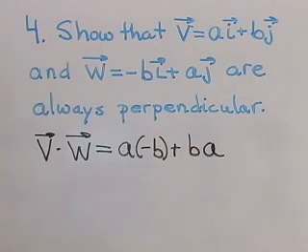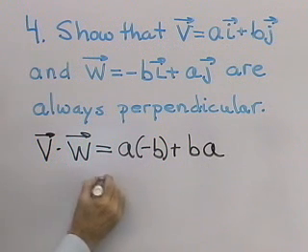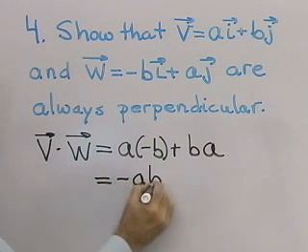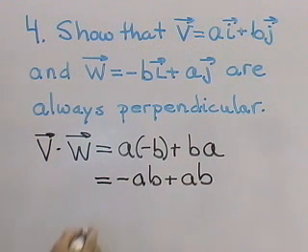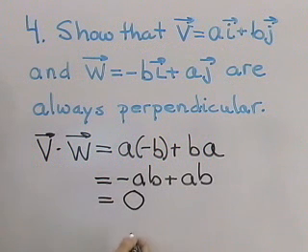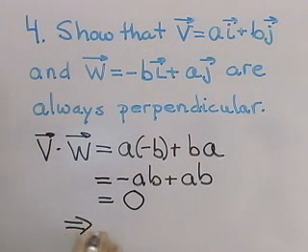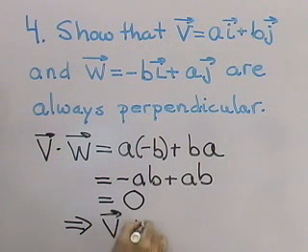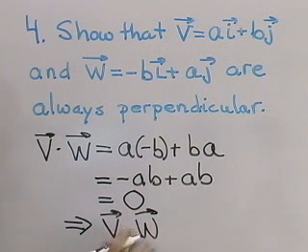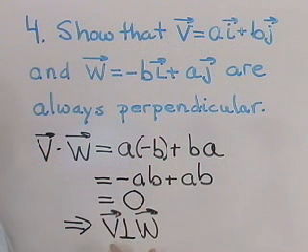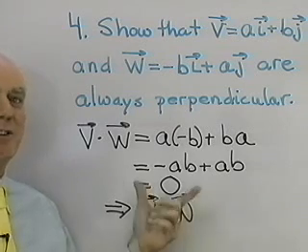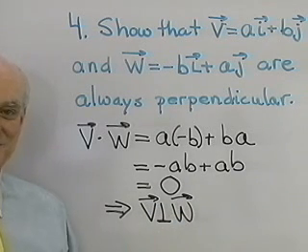And so I have a times negative b, which is negative AB plus B times A, which I can write as AB. And so I end up with just 0, which implies that V dot W, which implies that V and W are perpendicular. So anytime my dot product comes out to be 0, I know that I have two perpendicular vectors. And if I happen to have two perpendicular vectors, I know that their dot product will always come out to be 0. Let's look at another problem.